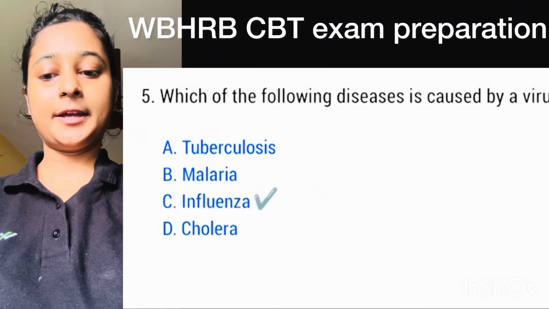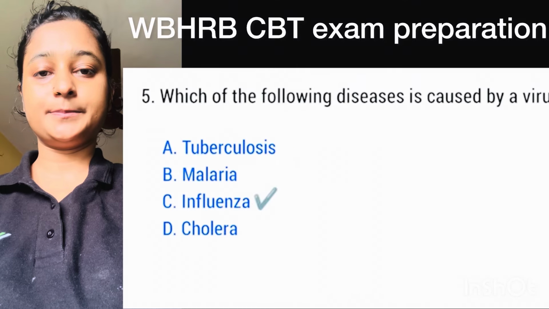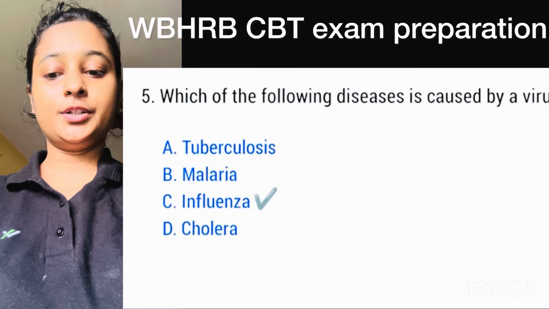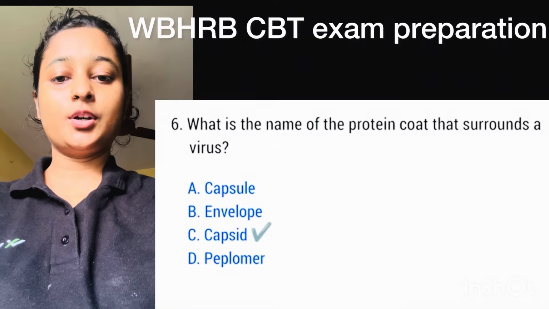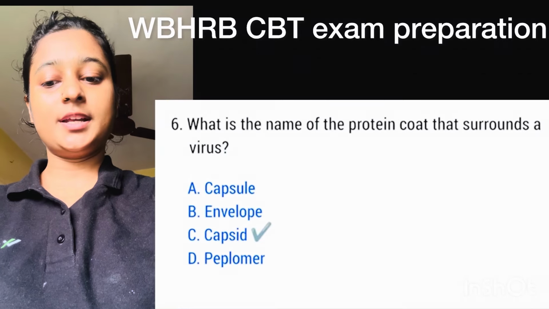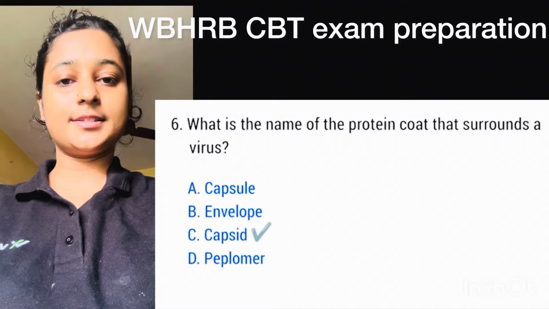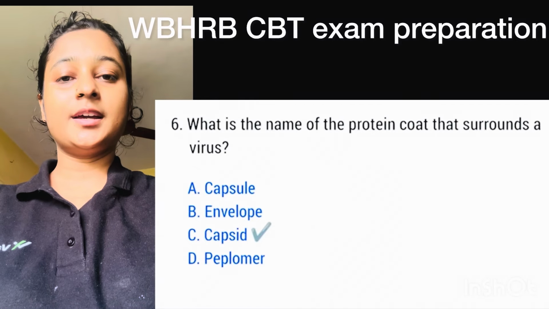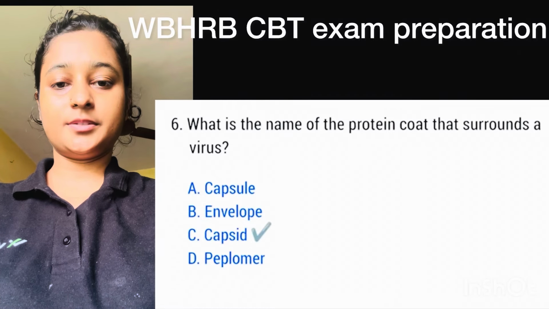Question number 5. Which of the following disease is caused by a virus? Here correct option is option C, influenza. Question number 6. What is the name of the protein coat that surround a virus? Here correct option is option C, capsid.